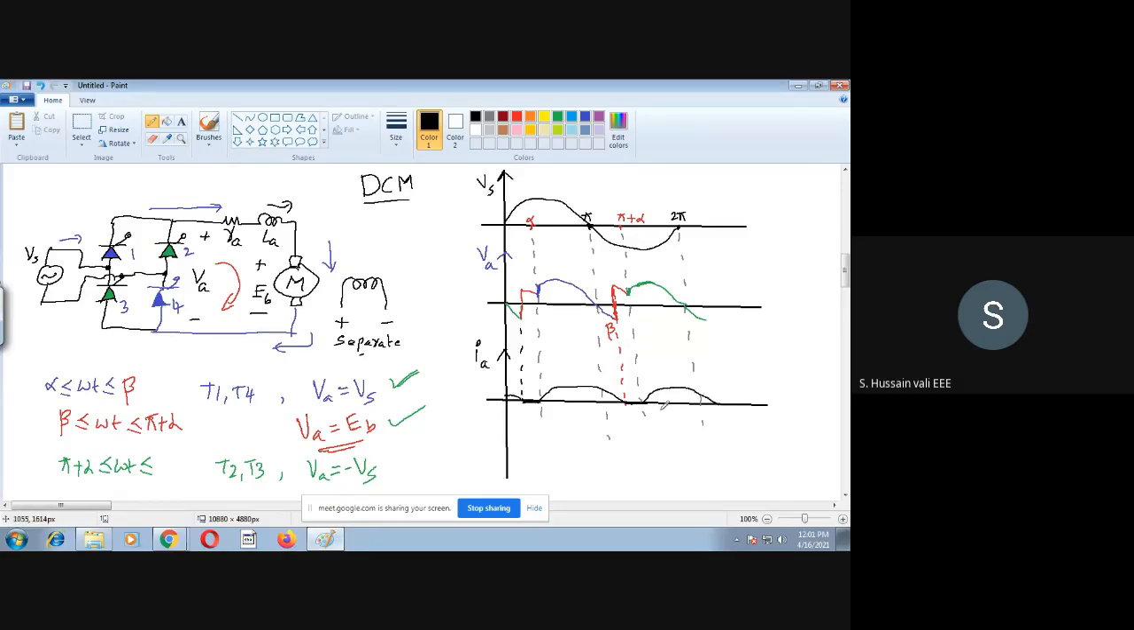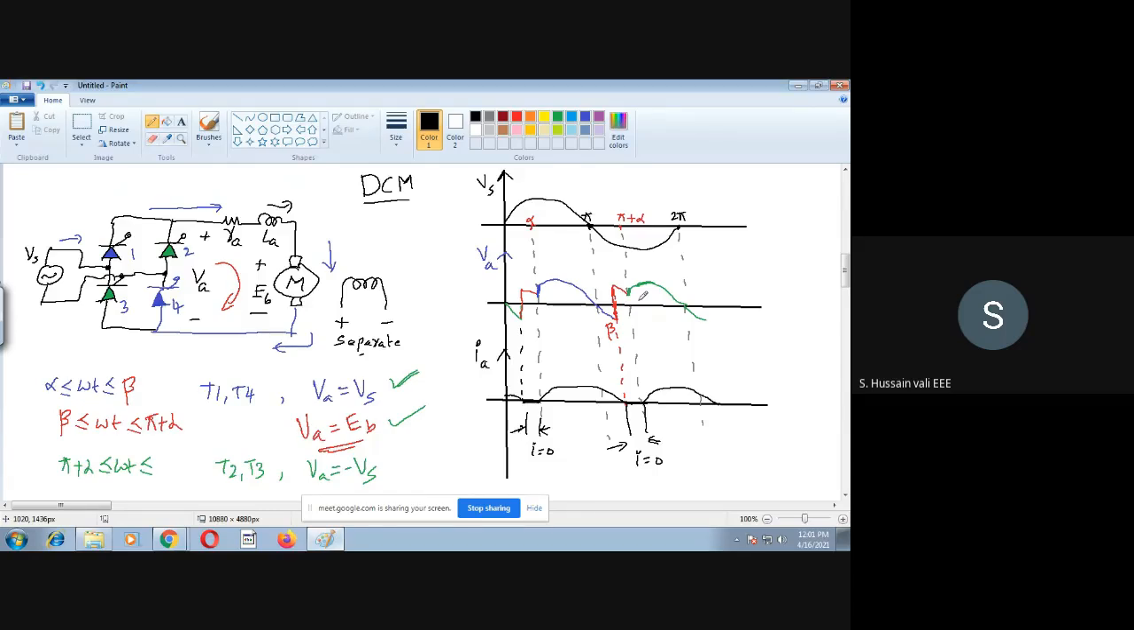Now you see the waveform here. It clearly shows that the current has become zero for this duration from beta to alpha. In this duration, the current is zero. So I is zero here, here also I is zero. That's the reason we are calling it discontinuous conduction mode. In this discontinuous conduction mode, the current is zero for some duration. Based upon that, we got the output voltage expression here.